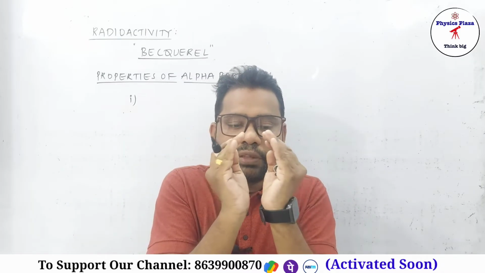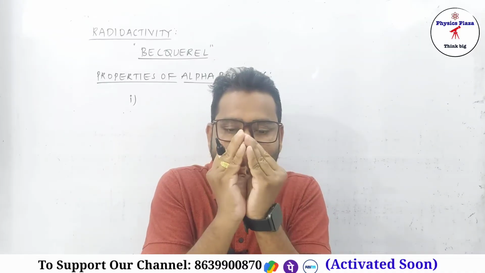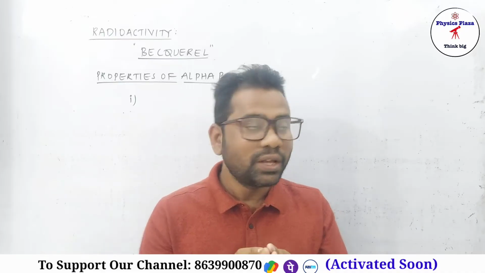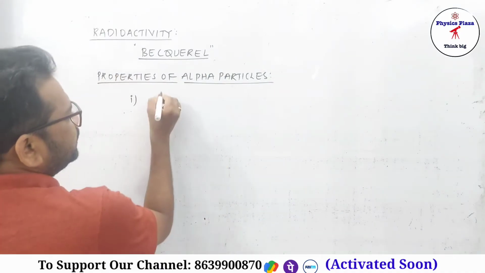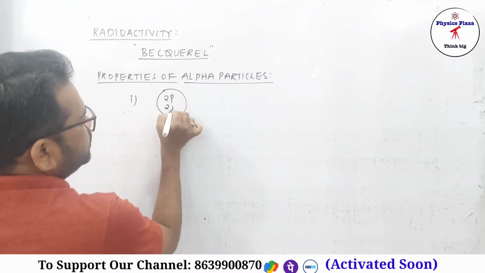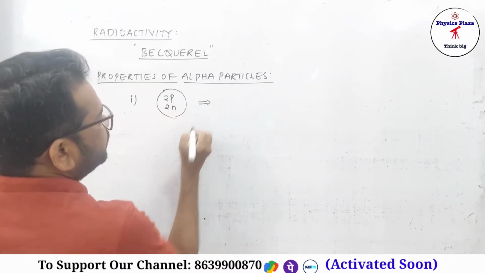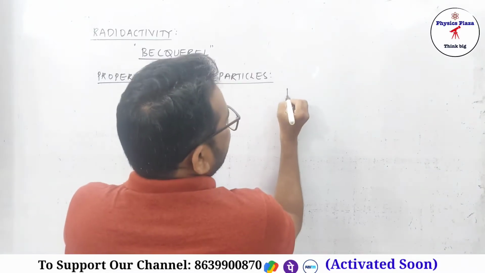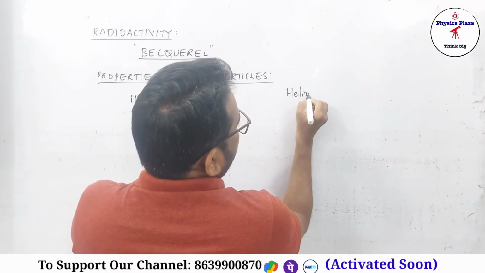You can imagine they are bound together: 2 protons, 2 neutrons, bound together. It is nothing but an alpha particle. So simply, 2 protons and 2 neutrons. So it is nothing but a helium nucleus. Very, very important. It's nothing but a helium nucleus.